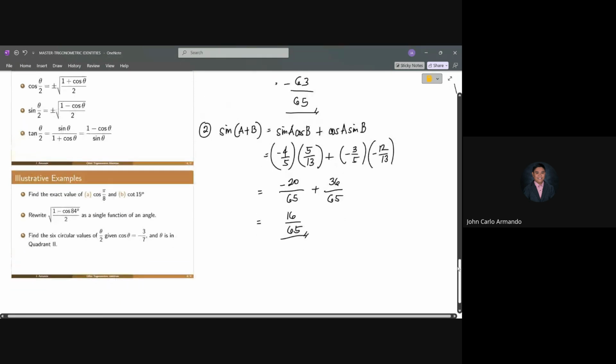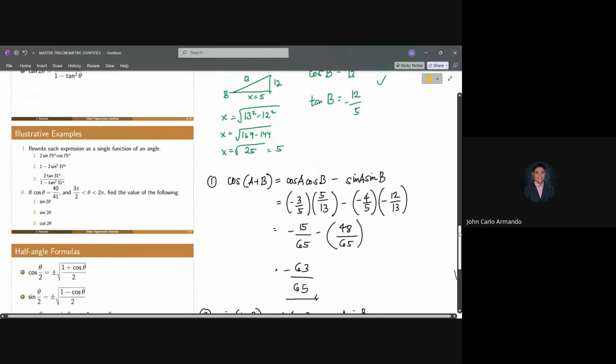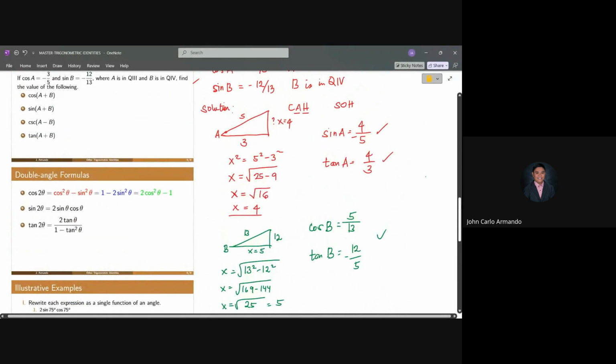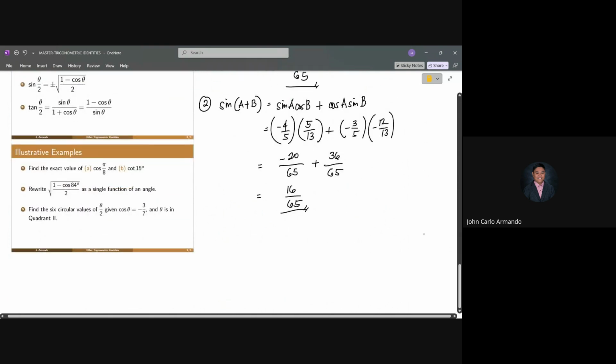Do you have any question on that? Nothing. So we proceed to the next example. We have now, let's say, cosecant A minus B. First, we know that cosecant A minus B is simply 1 over sine A minus B by the reciprocal identity. So what we are going to do here is to simply get first the value of sine A minus B, then just get the reciprocal of the answer. And what is sine A minus B? That is sine A cos B minus cos A sine B.